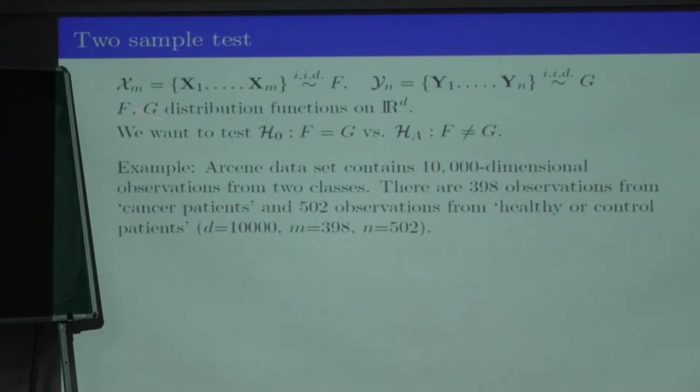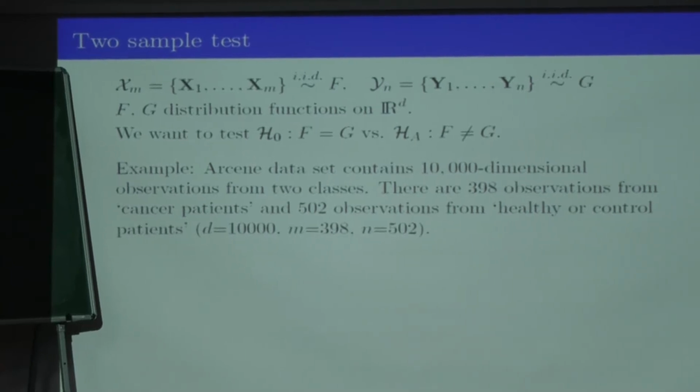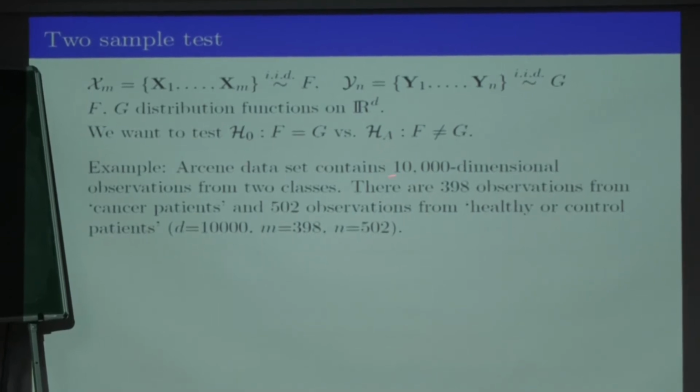So here is one example, one Arsine data set that was on the first slide, which contains 10,000 dimensional observations from two classes. There are 398 observations from one class and 502 from the second class. So basically, here M is the sample size from the first class, that is 398. N is the sample size from the second class, that is 502. And our D is much bigger than M and N.